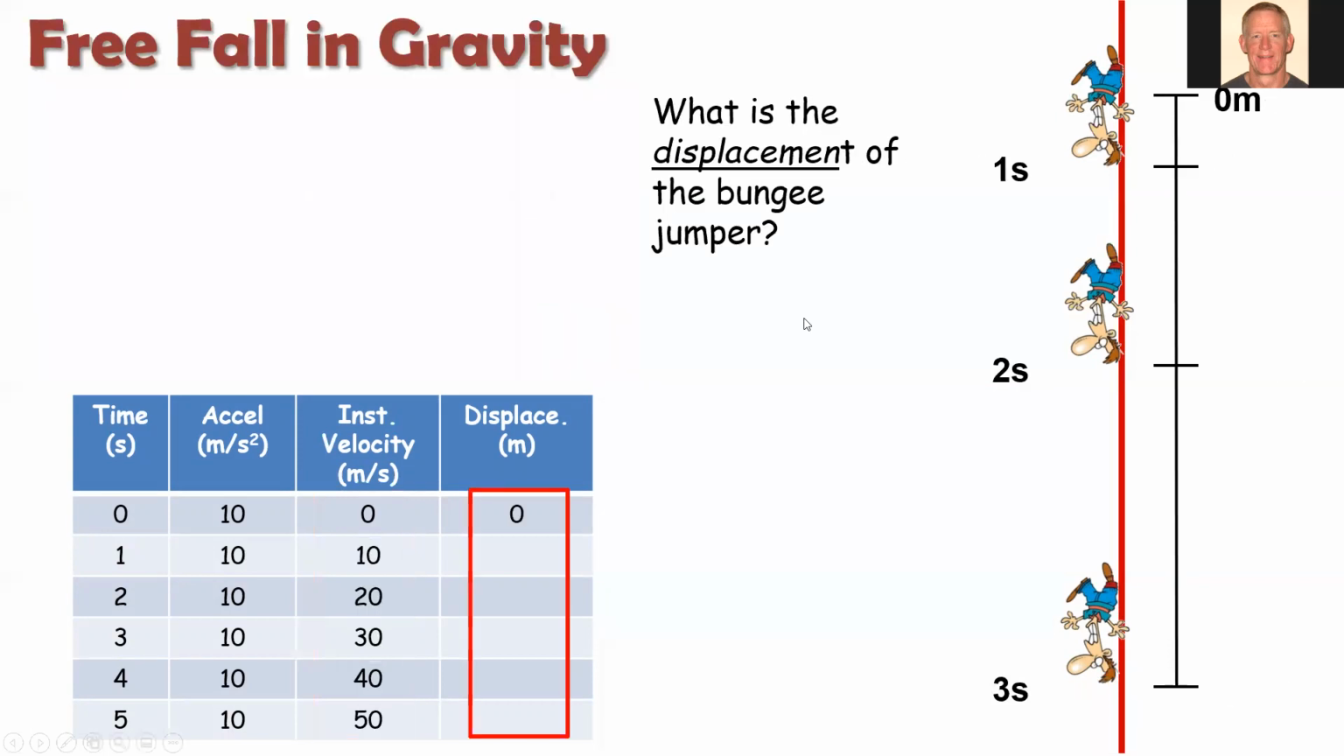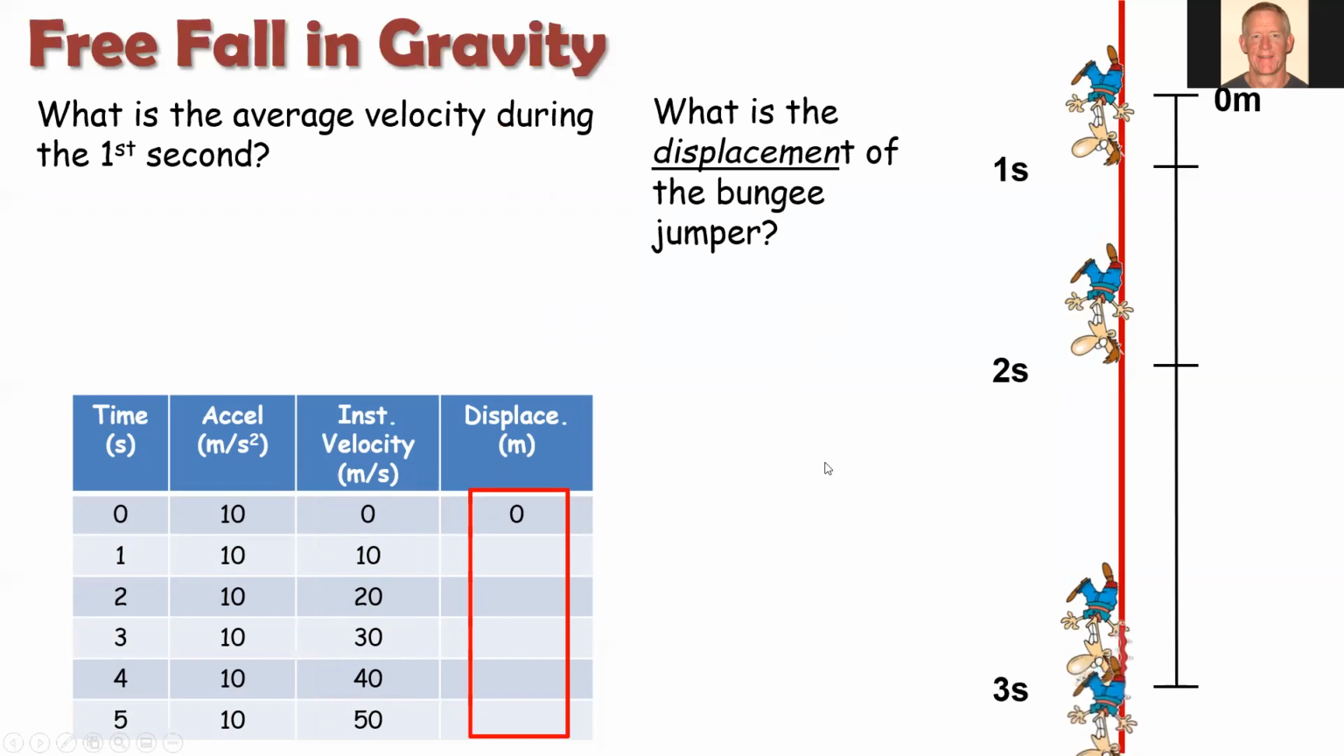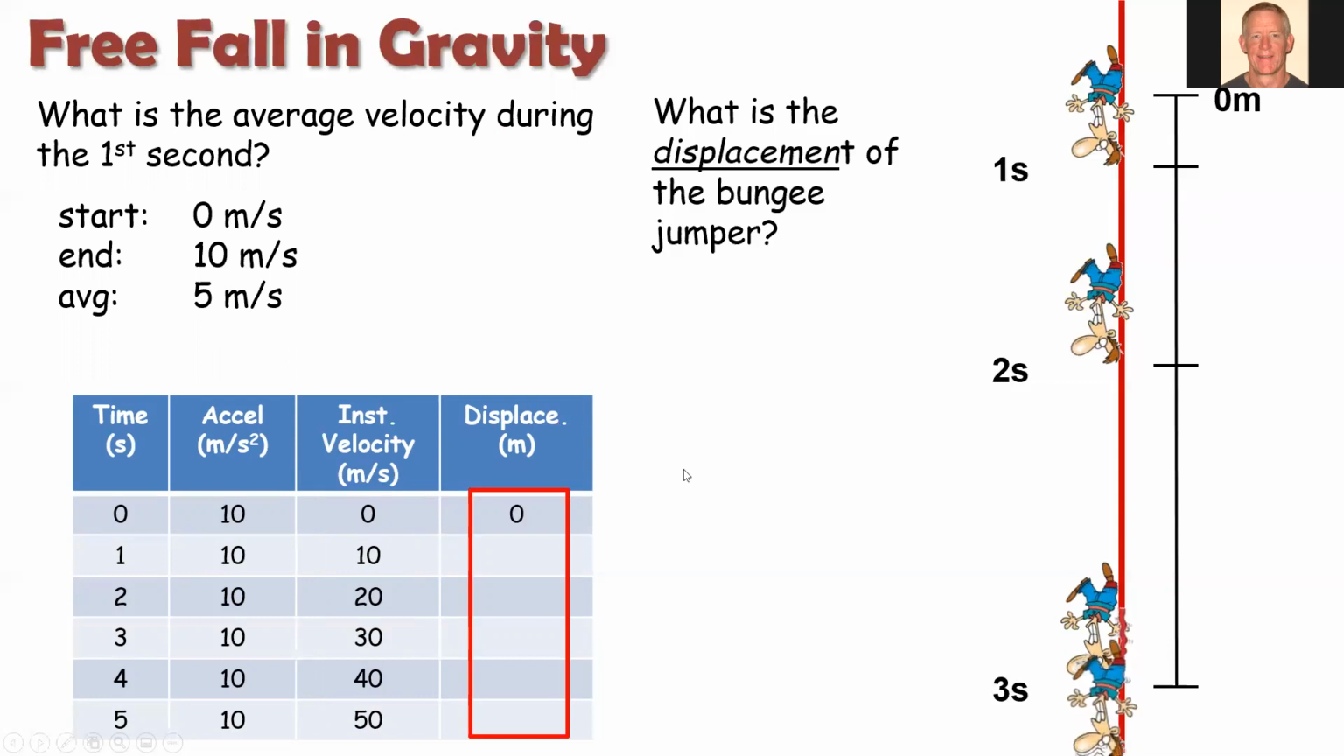All right, let's try and answer the next question about displacement. We've answered how fast, but now how far will he fall after each second? The way we're going to do this is kind of a manual method, but we can use what we've already learned about calculating average velocity. What is the average velocity during the first second? Well, he had a starting speed of 0 and an ending speed of 10. How do we find the average? We simply add the two numbers and divide by 2. So his average over that first second is 5 meters per second.